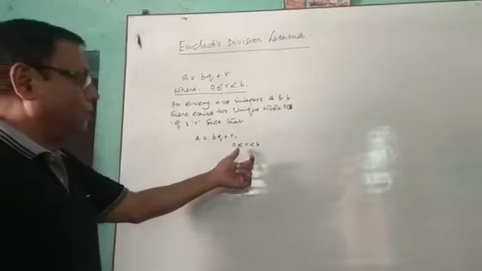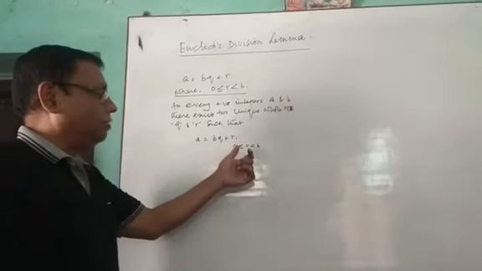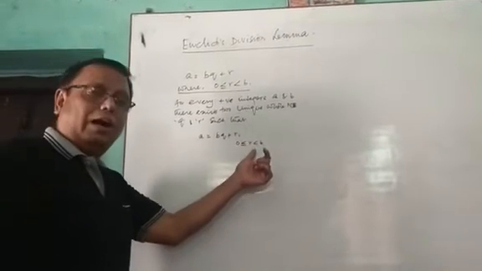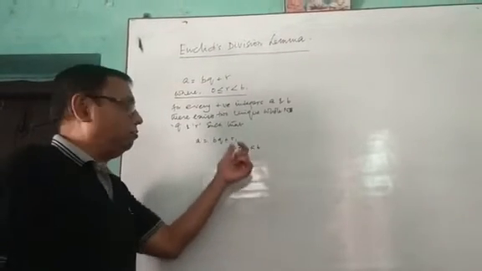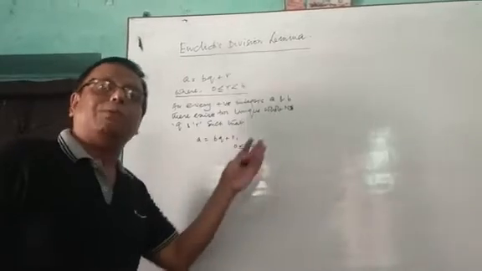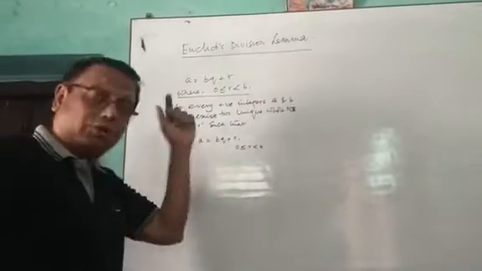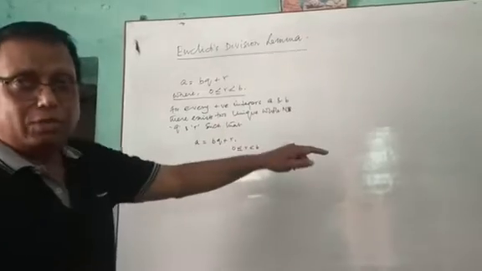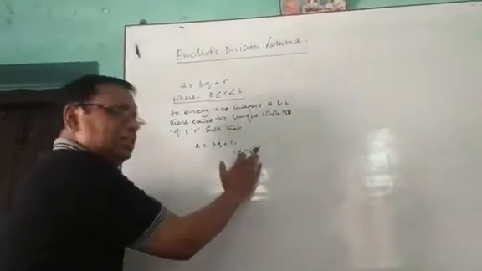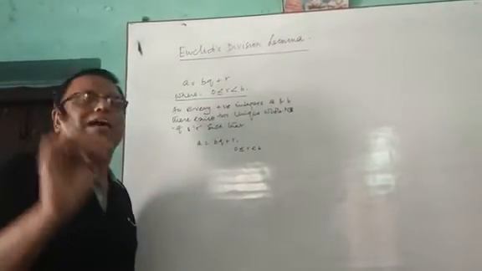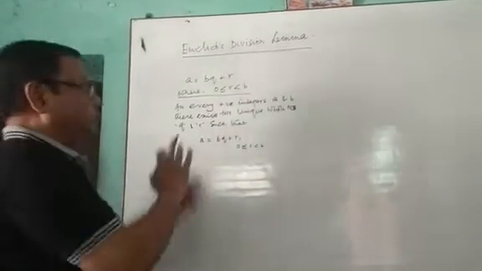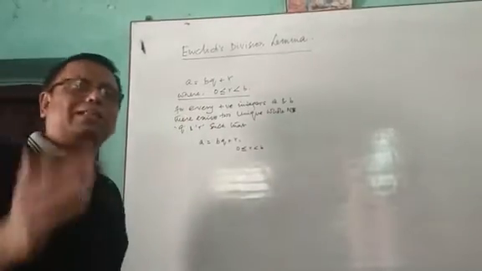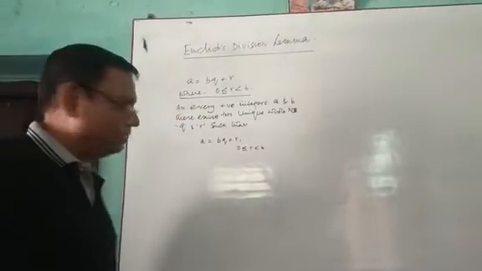Here we have written the less than or equal to sign. It means that the value of r can be equal to 0, or it can be more than 0, but in any case it must be less than b. This is actually Euclid's division lemma that I have explained in my last class.